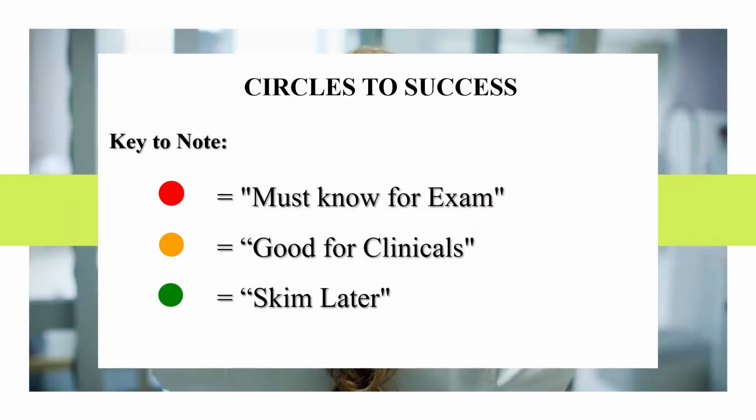As we all know, the circles to success are as follows. These are the key to note. Red circles indicate that these areas are relevant for your next examination. Orange circles indicate that these areas are relevant for your clinical posting. And green circles indicate asking you to come back to this video later.